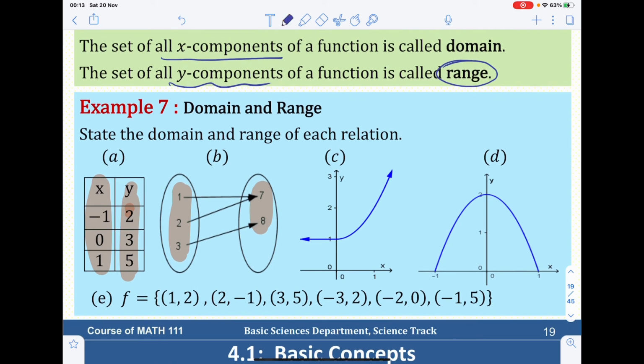For this one, if I have an arrow over here, an open arrow, it means this goes to negative infinity. And as you can see, it's going like this, so to plus infinity. So the domain is from negative infinity to plus infinity.